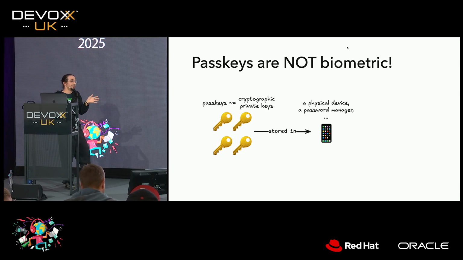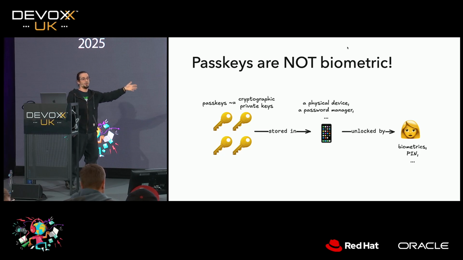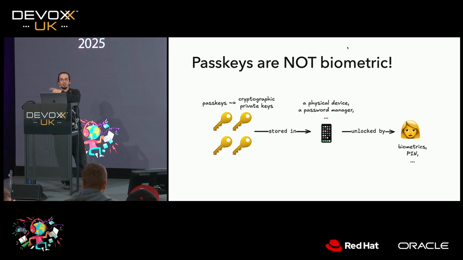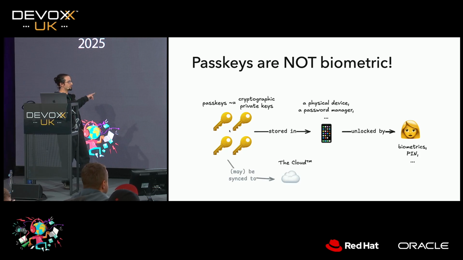And it so happens that to unlock this device, I sometimes am able to use biometrics. So to unlock my Mac or to unlock my iPhone, I can use my FaceID, TouchID, whatever. But it's just for unlocking the thing that holds the keys. It's not the keys themselves. What GitHub gets is just the public key here. No biometric at all.